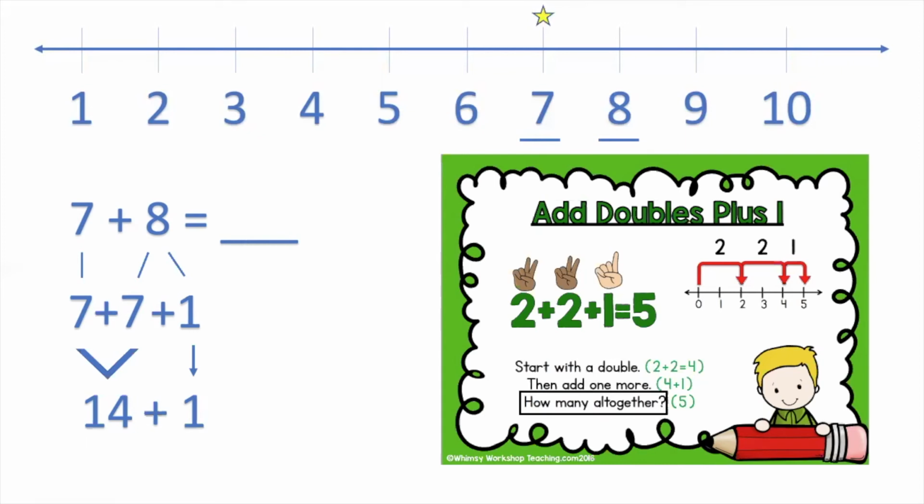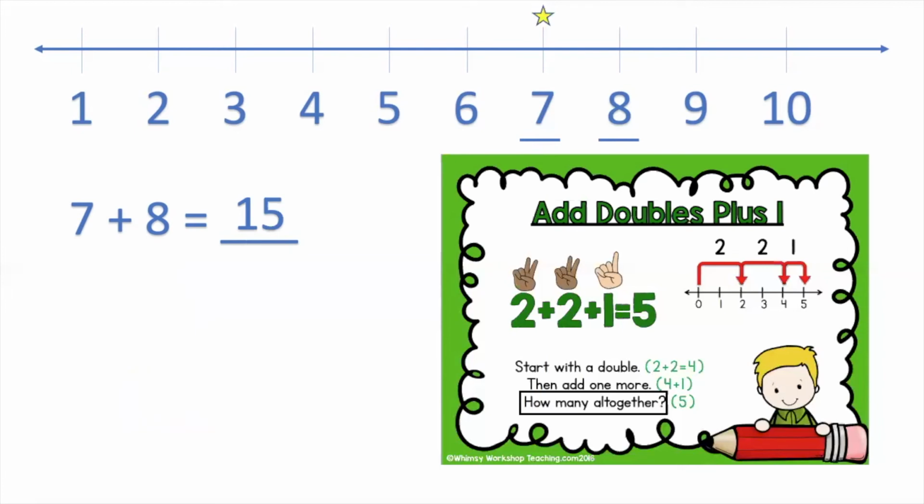Third step, how many all together? My number line doesn't go up to 14, but I can think 14 plus 1 is just the next number. What number comes after 14? 15. 14 plus 1 is 15. So 7 plus 8 equals 15.